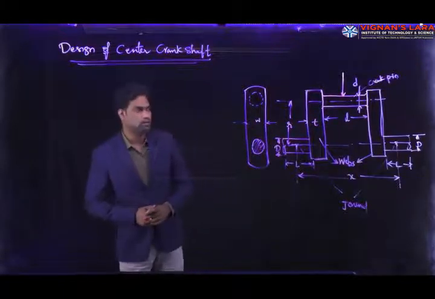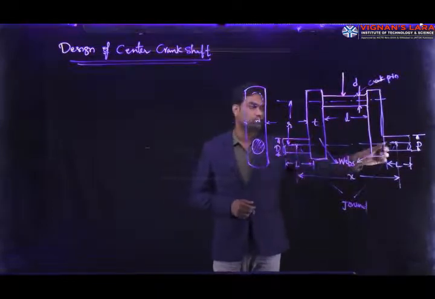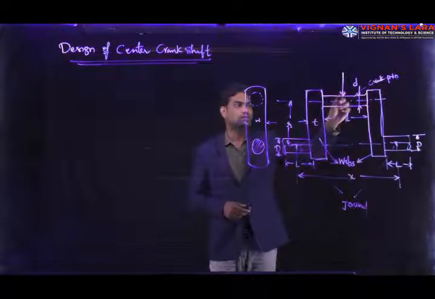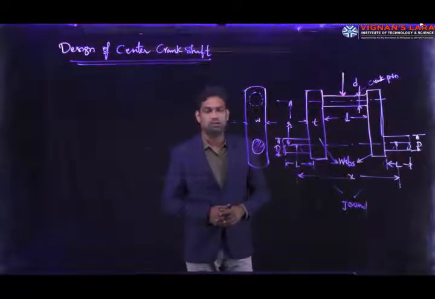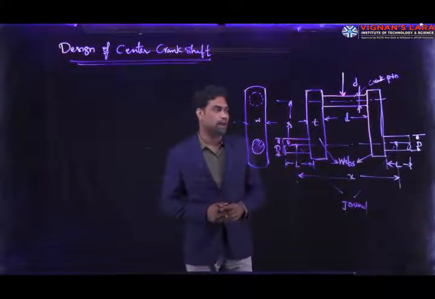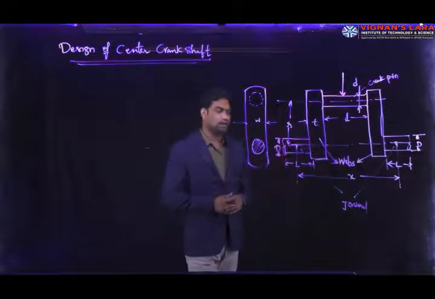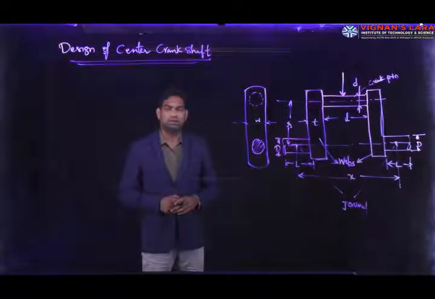Clear? Further, if you observe clearly, there are supports at the main journals. Assuming that the load from the connecting rod acts at the center of the crank pin, we consider it as a simply supported beam with a centrally concentrated load at the center of the crank pin. That is one of the assumptions we are taking here.